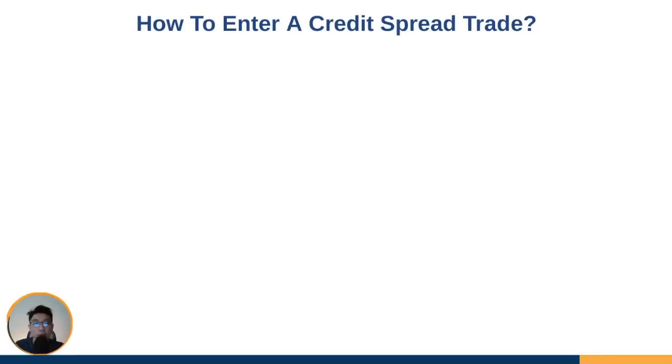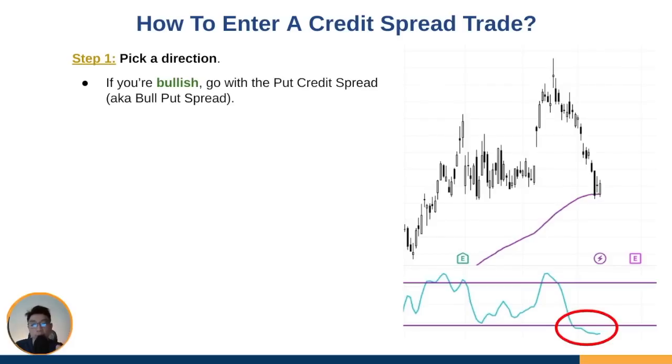So I'm going to give you a few simple steps to get started. So if you have a pen and paper, this is time for you to write it down. So the very first step is to pick a direction, right? Remember, the credit spread comes in 2 flavors. You have the bullish flavor, which is the bull put spread, and you have the bearish flavor, which is the bear call spread. So you have to first decide whether you think the market is going to go up or down. So if you're bullish, then go with the put credit spread, right? Also known as the bull put spread.